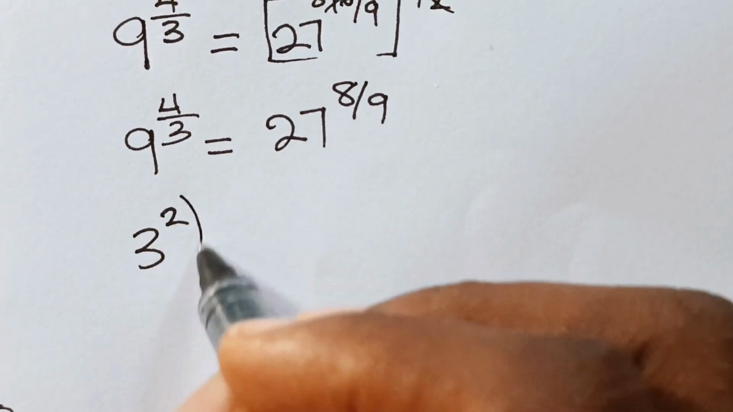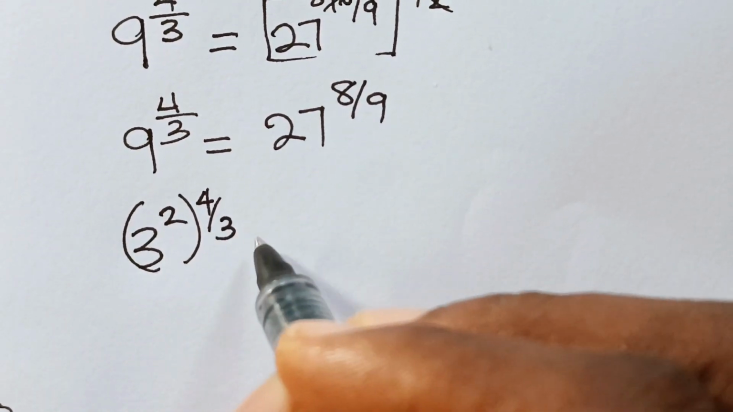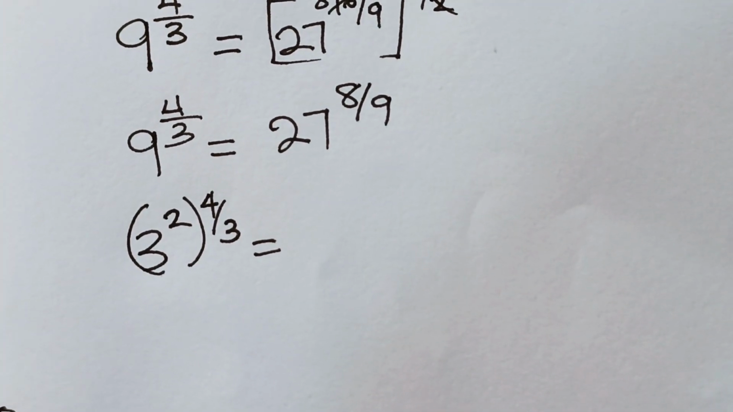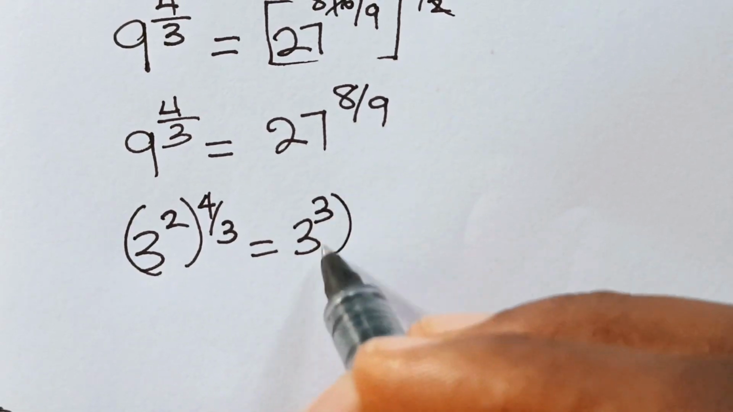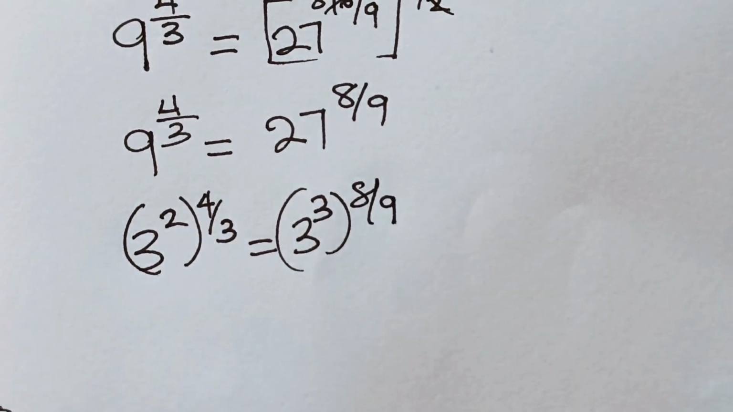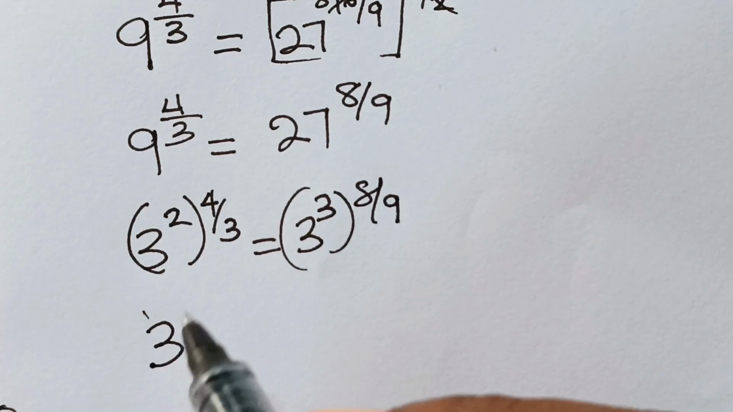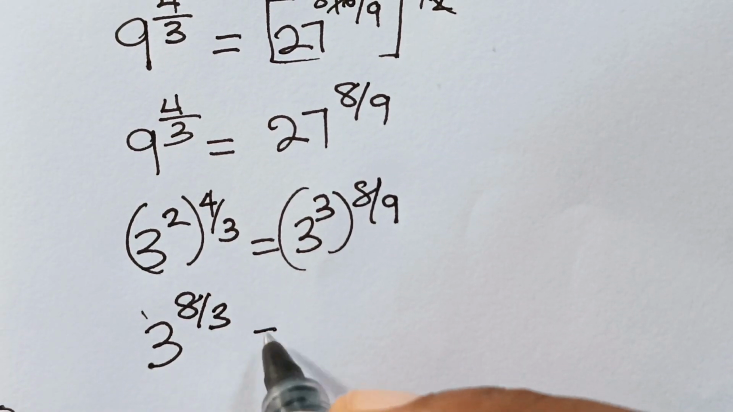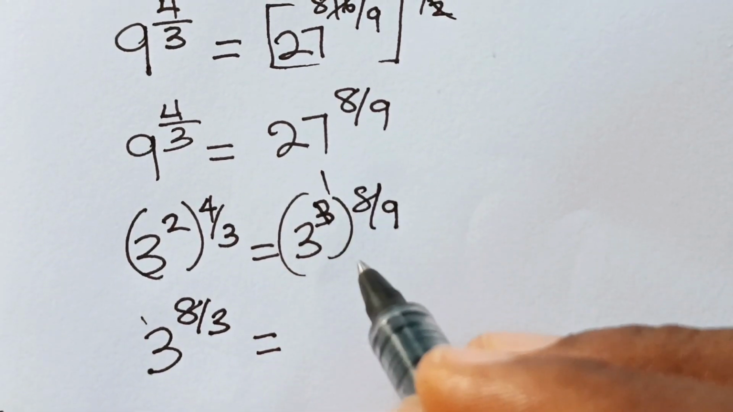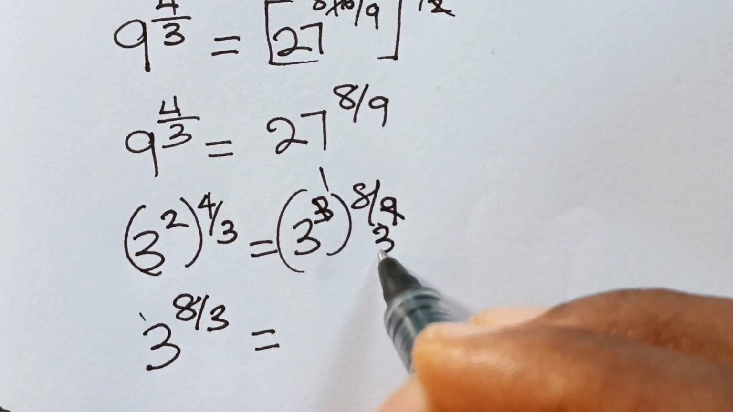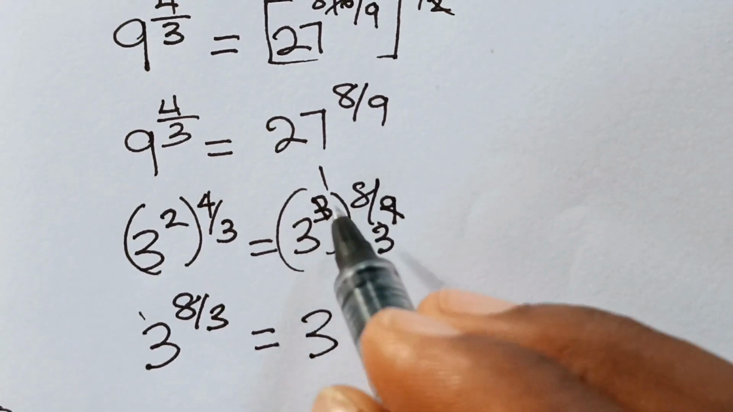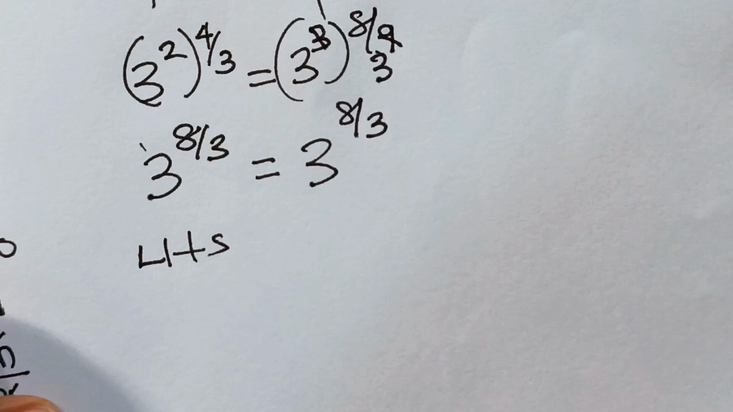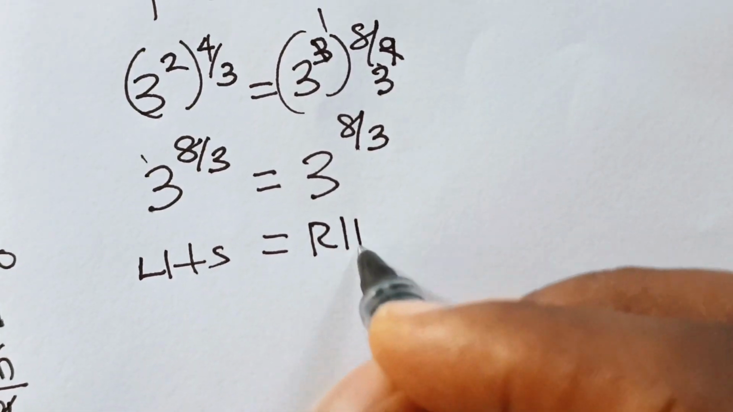So 3 to the power of 2 raised to the power of 4/3 is equal to, and 27 is same thing as 3 times 3 times 3, which is 3 to the power of 3 raised to the power of 8 divided by 9. Now we have 3 to the power of 2 times 4 will give us 8 divided by 3 is equal to 3 will divide itself to give us 1, divide 9 to give us 3. So this side is also 3 to the power of 8/3. The left hand side is equal to the right hand side.